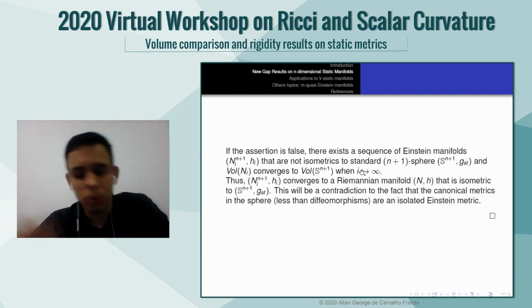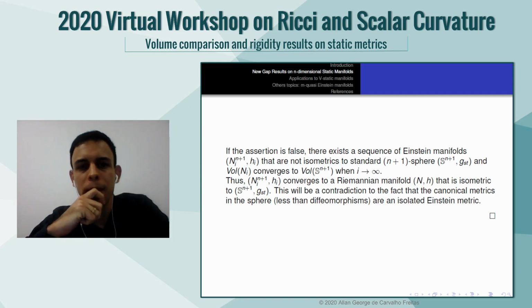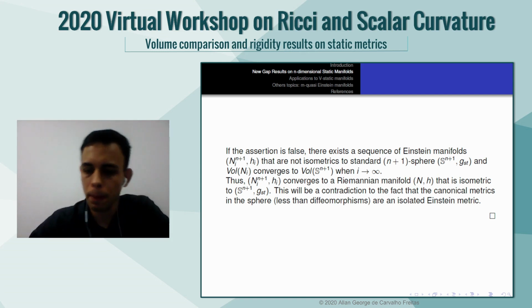So this sequence, we can prove that this sequence converges using some arguments on compactness. And we reach a contradiction to the fact that canonical metrics on this sphere are isolated isometries. Okay, this is the idea of the proof.